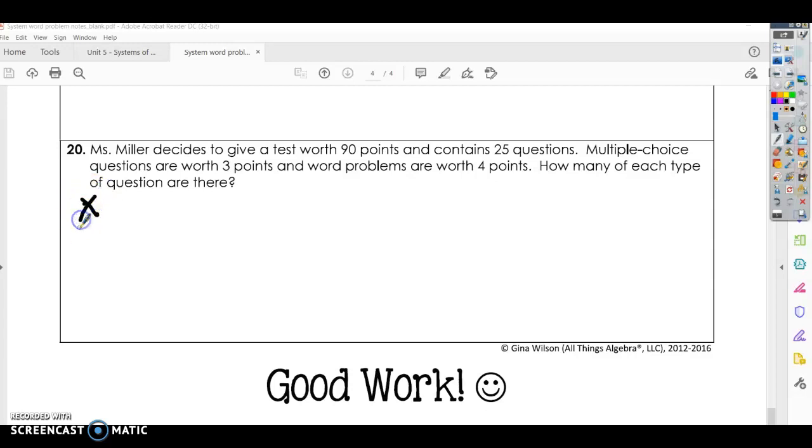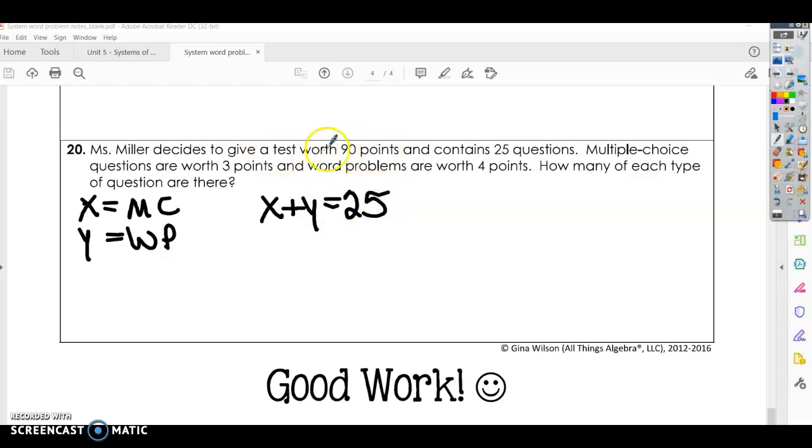So again, we're going to define our variables. And again, we've got multiple choice and word problems. So there's 25 total questions. So we know that multiple choice plus word problems equals 25 questions. And we also know the test is worth 90 points. So we're going to have 3 points for each multiple choice question and 4 points for each word problem.